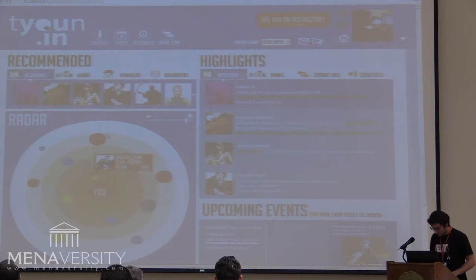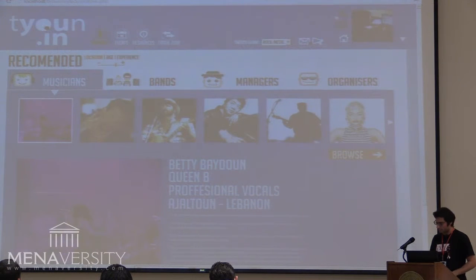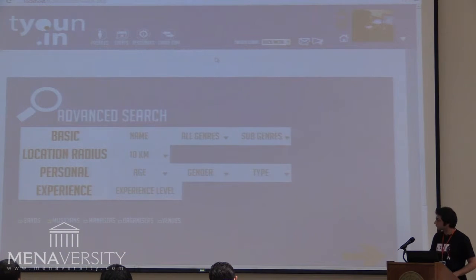Now if you go to the next page, which is the profiles page, here you also get again the recommended musicians. You can browse and search like a usual website. You also have the advanced search, so you can search in detail. Everything is location based, since this is a website but it's also a mobile platform, so you can find people nearby.